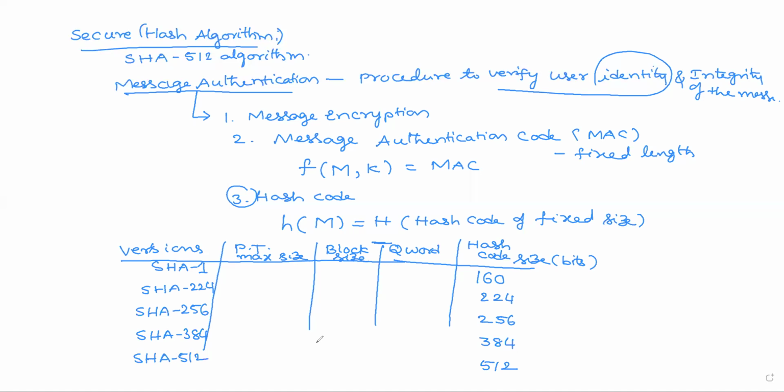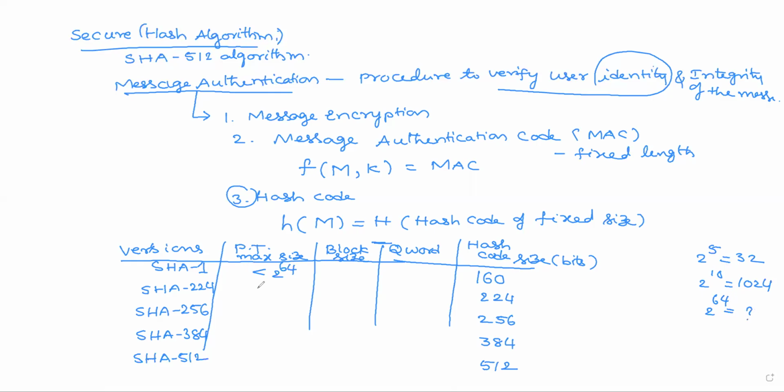SHA-512. So what is the maximum plain text size for these algorithms? Here, the plain text maximum size for the SHA-1 algorithm is less than 2 power 64 bits. It is not 64 bits, it is 2 power 64. You know, if it is 2 power 5, we will get 32 bits. If it is 2 power 10, it is 1024 bits. So 2 power 64 means some big number, you will get more number of bits here.